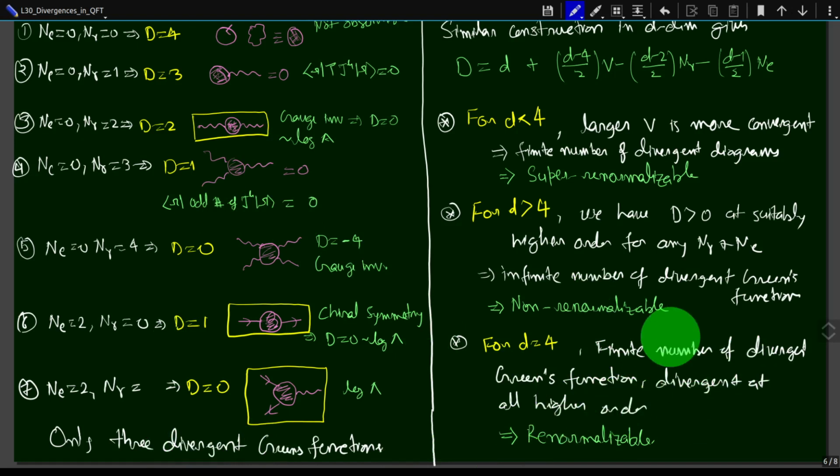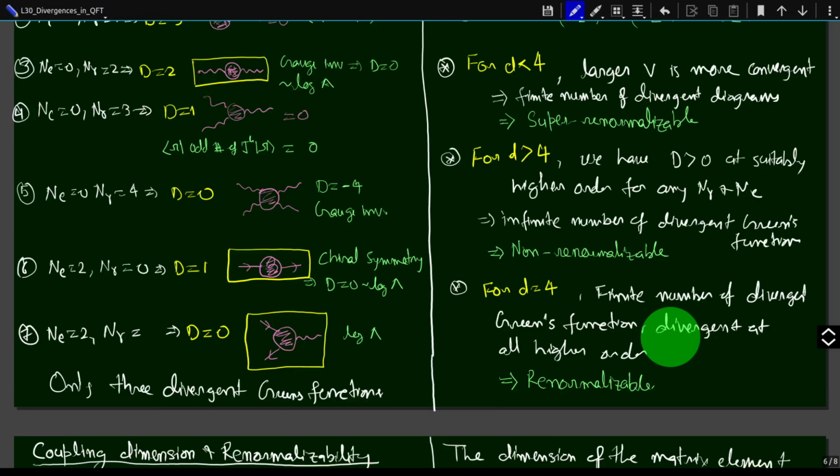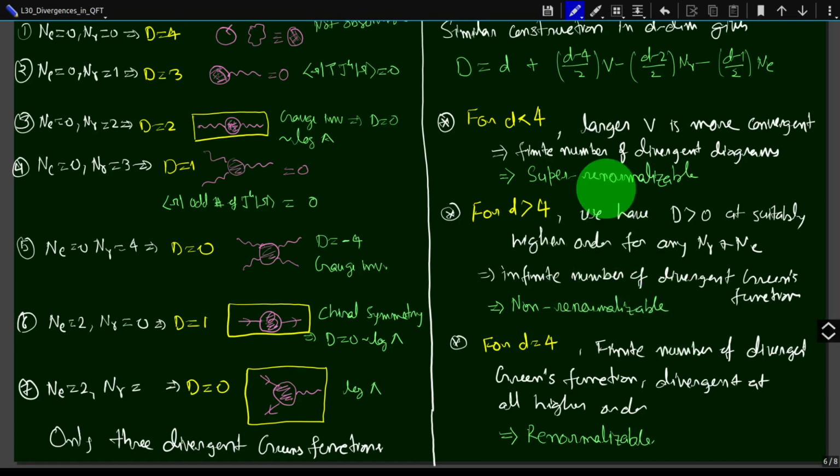So this theory remains renormalizable. QED remains renormalizable in 4 dimensions. Now it is a bit of a chore to do all these things by doing all this computation in various dimensions, drawing the diagrams and checking whether they are divergent or not.